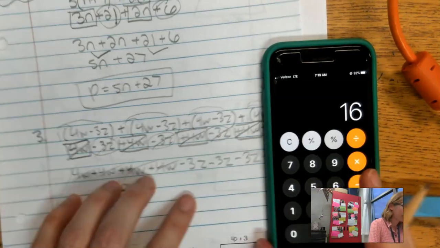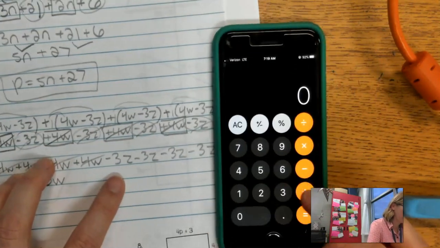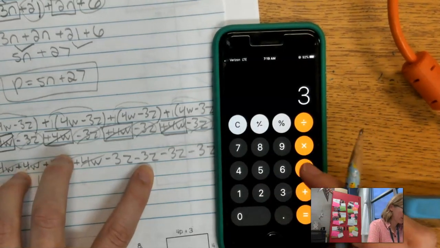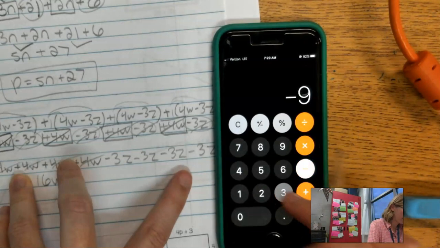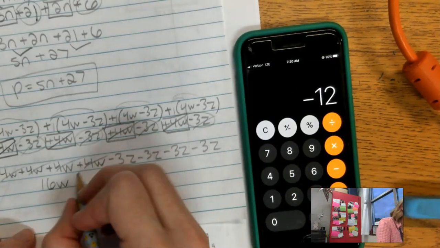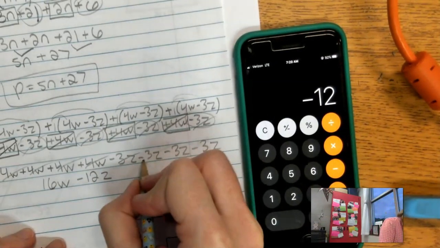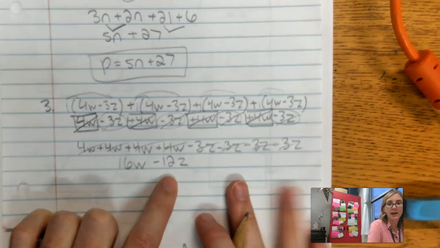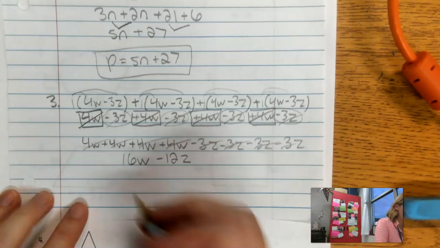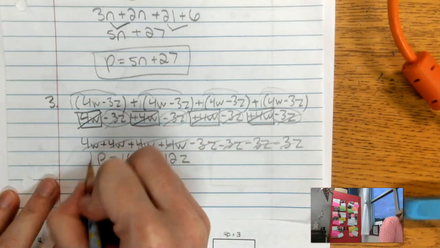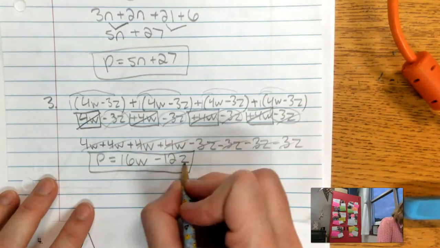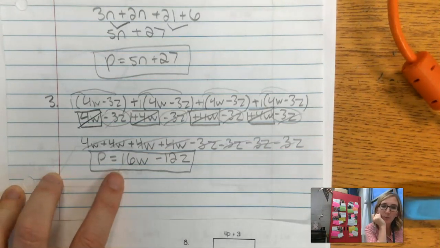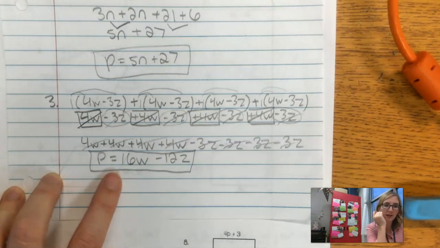And I combine all those w's. Now let's do the same thing with the z's. All right, so negative 3, minus 3, minus 3, minus 3. So that gives me minus 12z. Can I combine 16w and negative 12z? I hope you said no, because they are not like terms. This is a w and this is a z, so they have different variables. So this is my simplified answer, my perimeter, 16w minus 12z.